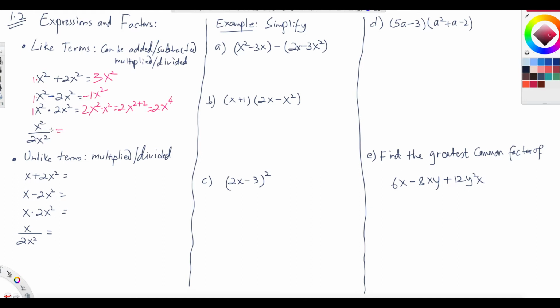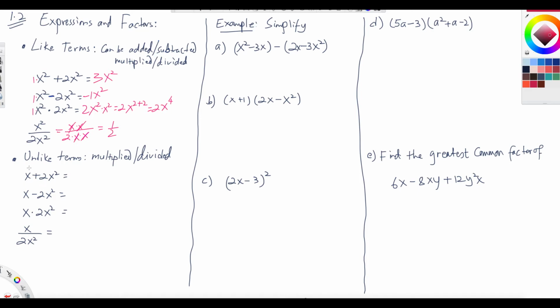Okay, so how about this one? This is x square and then x square, right? You can write x times x, right? And then 2 times x times x. So you divide, x divided by x is 1, x divided by x is 1. So what is left is 1 half. So we can add, subtract, divide and multiply for like terms. But in case of unlike terms, you cannot do anything here.